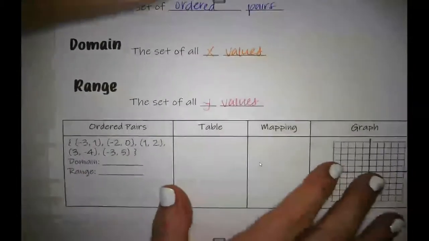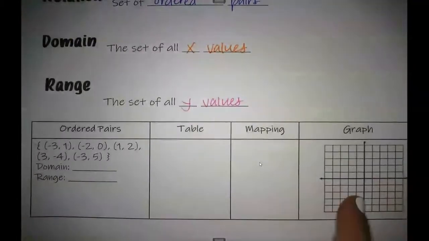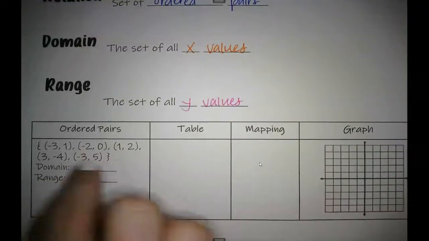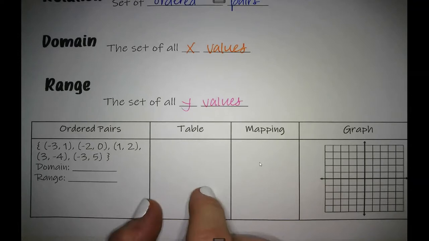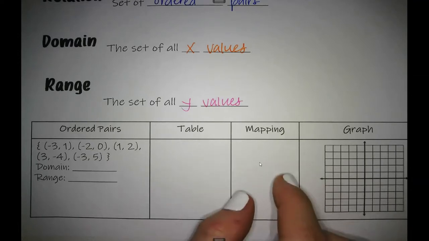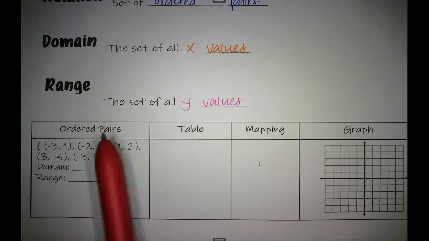Let me pull this up. And we're going to see these represented in a few different ways. So you can see we have our ordered pairs, and we're going to write out our domain and range. And then I'm going to show you what the table would look like, what mapping is, and then what they look like on the graph. So these are the ordered pairs.